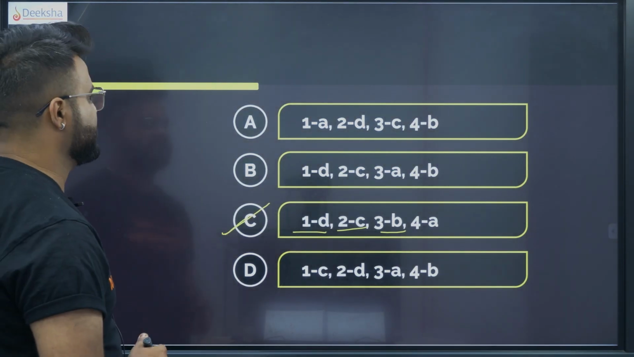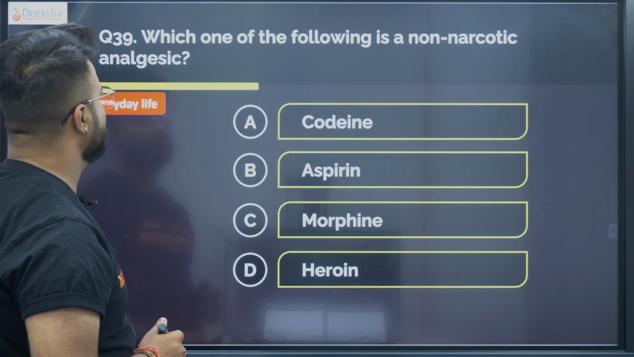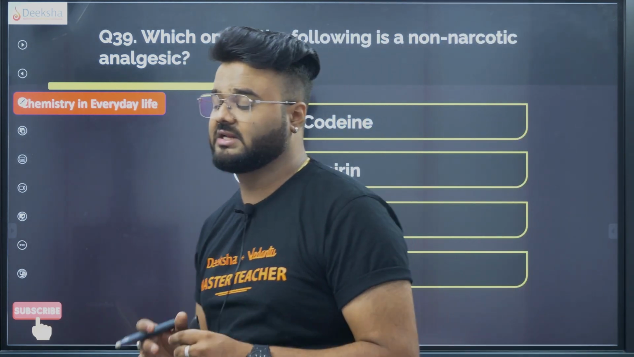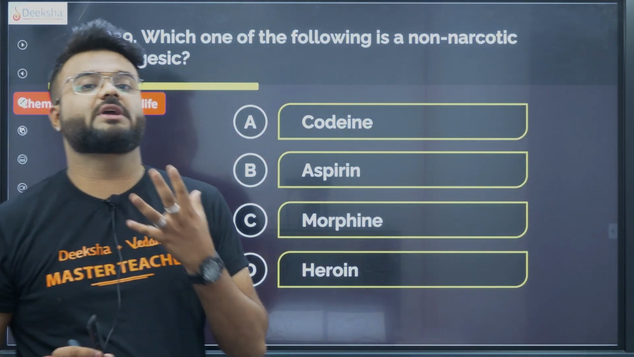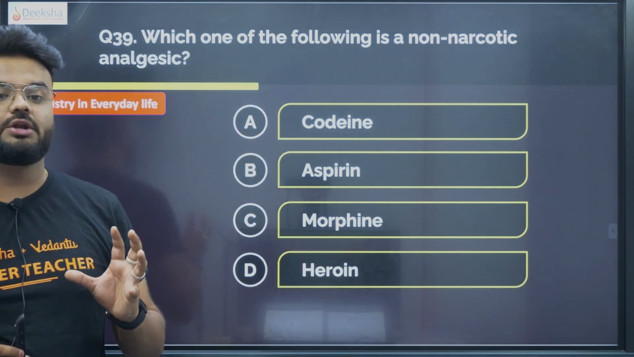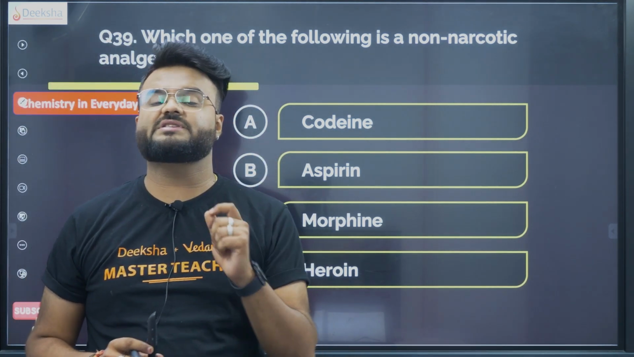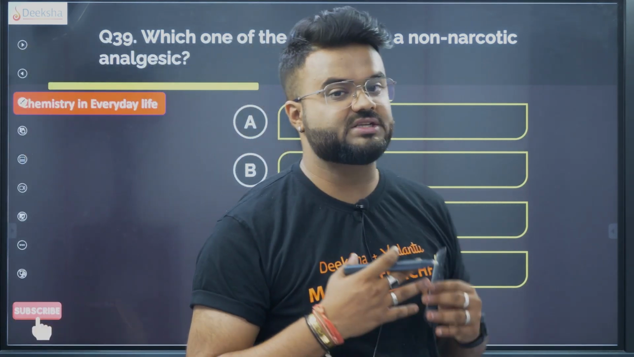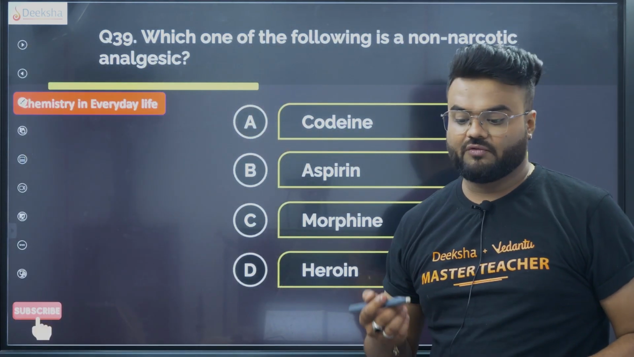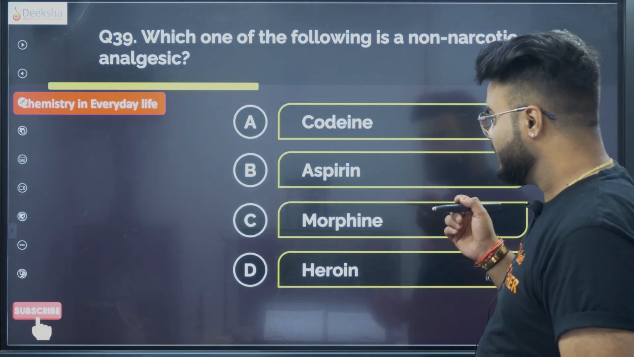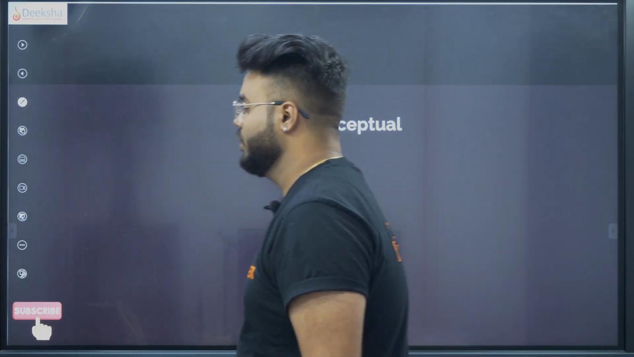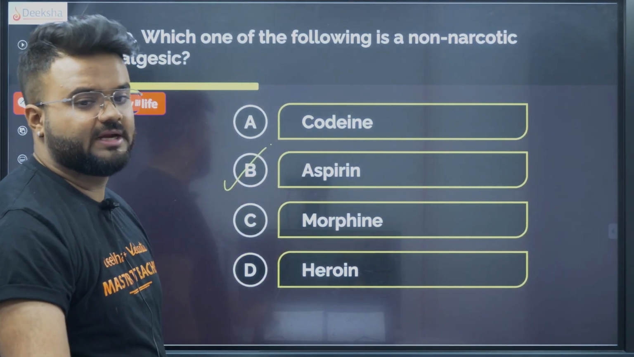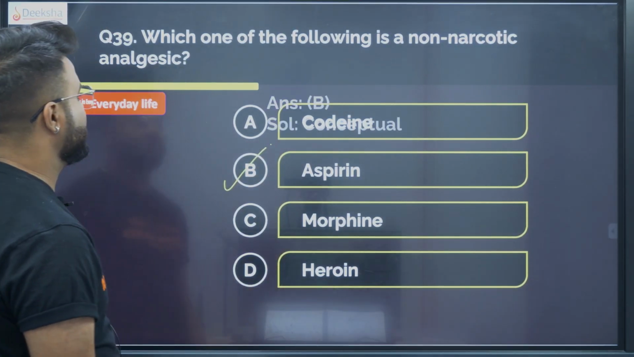Now, coming back to the next: which of the following is a non-narcotic analgesic? What is an analgesic? It's nothing but your painkiller, and this is in the chapter Chemistry in Everyday Life, which we are not dealing with because it is not there this year. Your correct answer for this will be option B, that is aspirin. Option B will be your correct answer.